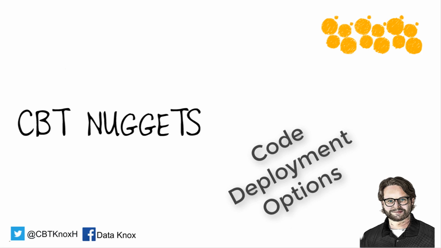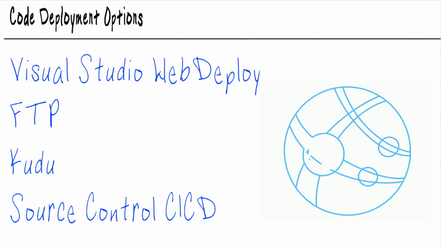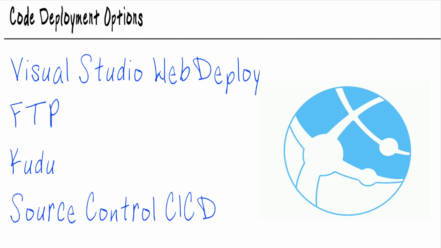Code deployment options for your Azure App Service. So we've now got this beautiful space that we can upload our code in our Azure App Service with a free Azure App Service plan. How do we actually go about deploying our code to the cloud, though?